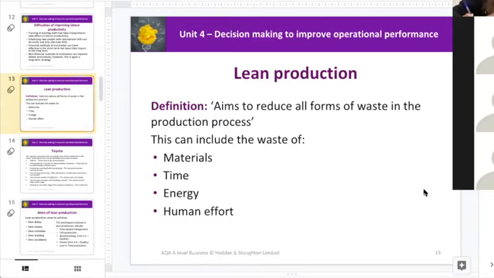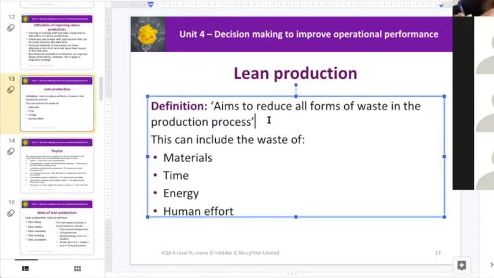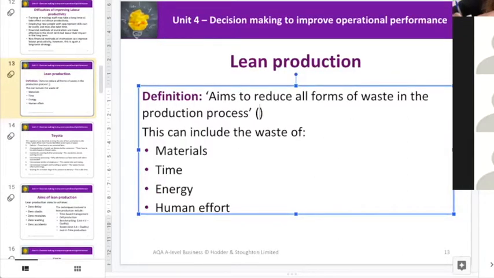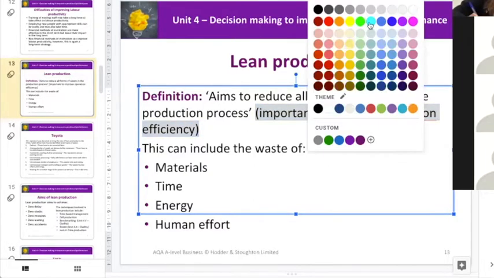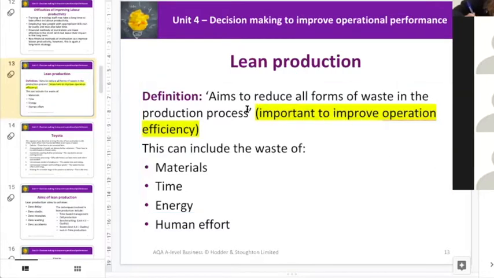So for lean production, the definition is to reduce all kinds of waste in the production process. This is one important way to actually improve your operations. Let me see if I can type here. Okay. Important to improve operation efficiency. Now, we're trying to reduce all the waste we have in our production. So in that way, the efficiency of the operation performance will be better.